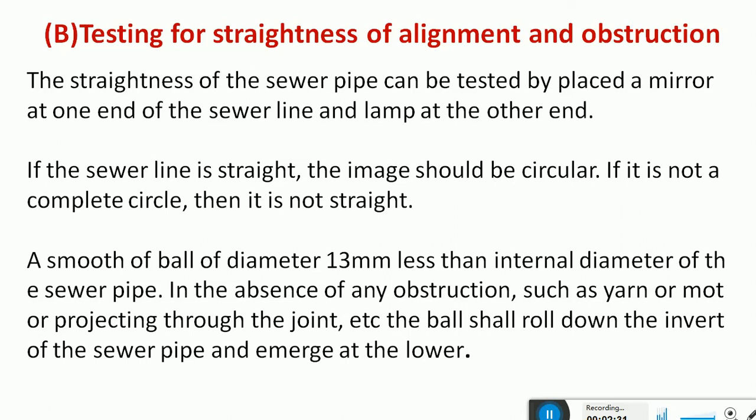Also for the test for obstruction, we will roll a ball of diameter 13 mm less than the internal diameter of the sewer, and it is let in from one end of the sewer. If there are any obstructions, then the ball will not roll out from the other end. It is a conclusion that there is some obstruction which has to be removed, and that is how we check the sewer for any obstruction.